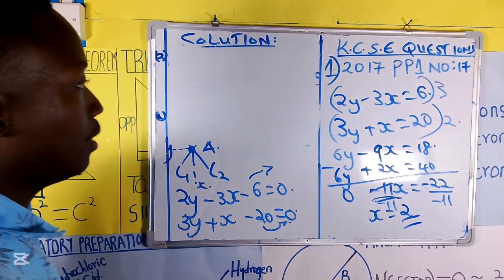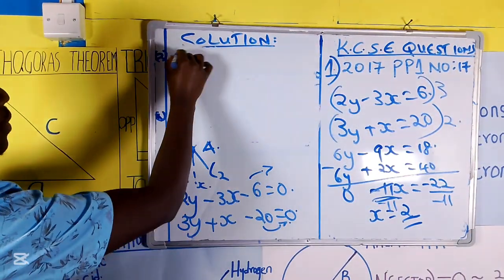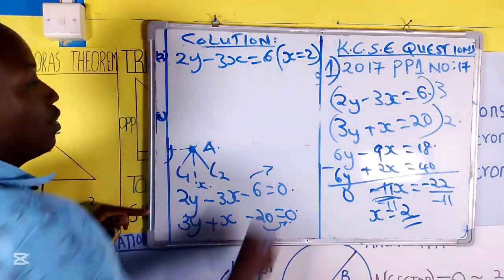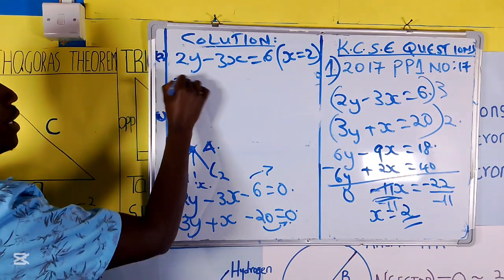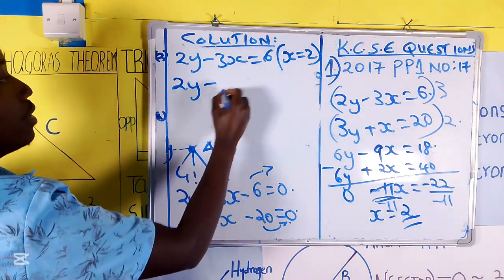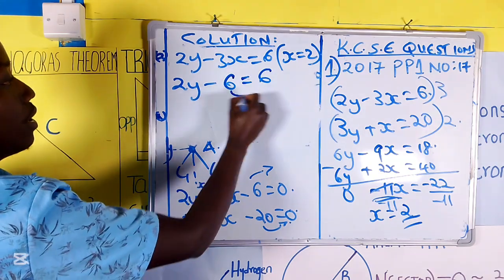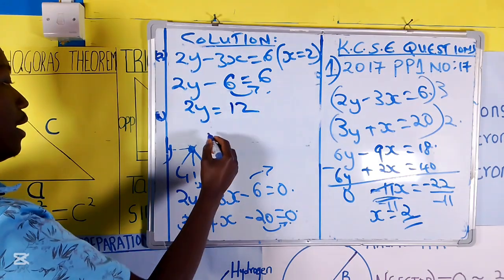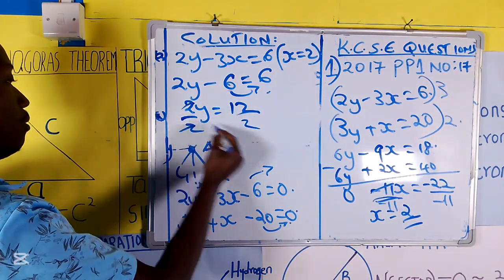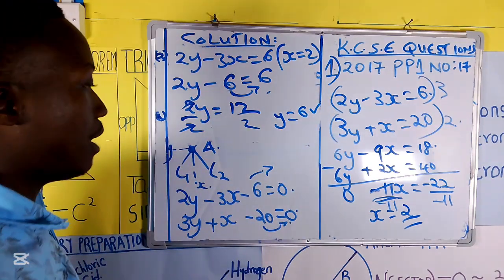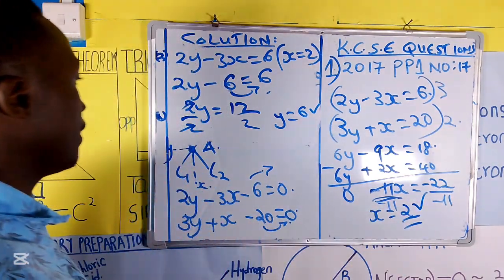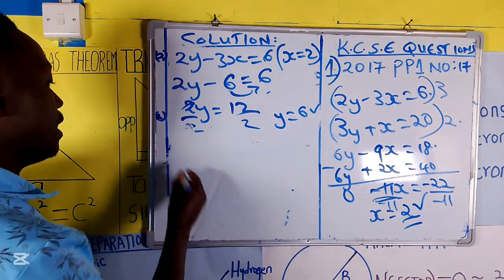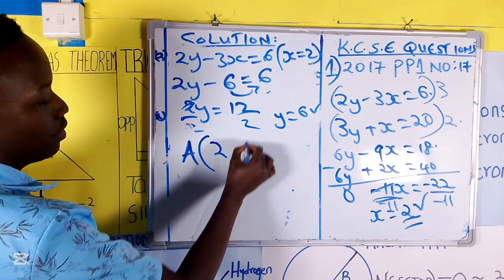We will take either of the equations. We can take 2y minus 3x is equal to 6, and our x is 2. We can substitute our x with 2, and we will get 2y minus 3 times 2 is equal to 6. We will take this to the other side and have 2y is equal to 6 plus 6, which is 12. And by dividing both sides by 2, we will get our y as 6. So we have our y as 6, our x as 2, and our coordinates in the form of x, y, which is A, will be 2, 6.